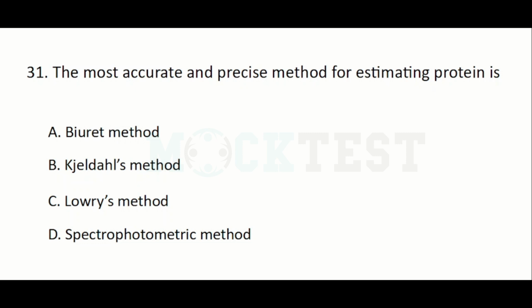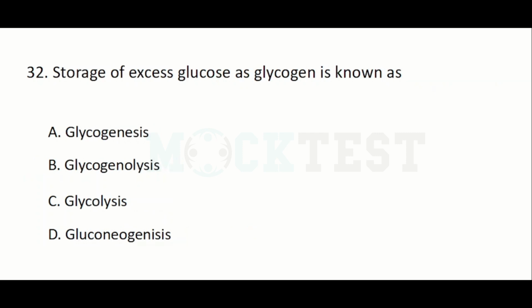The most accurate and precise method for estimating protein is option B, Ziehl's method.